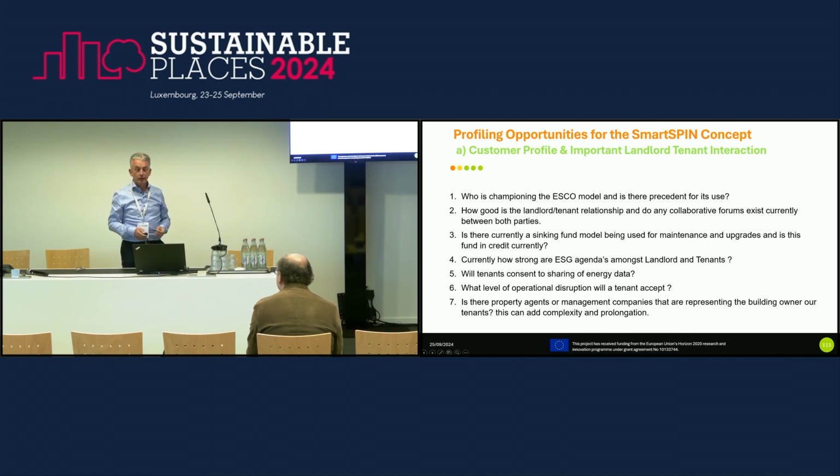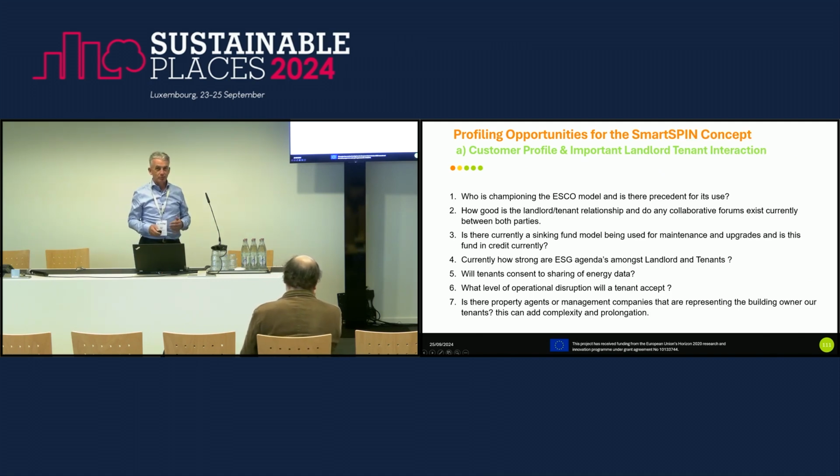So we find that if you have tenancies or a landlord where they're quite exercised and quite mobilised, and that's more and more the case now, that will certainly help. Will the tenants consent to sharing of energy data? So that's a really important one. So if there's a blocker there, that becomes an issue. And I mentioned on our pilot site we had one tenant out of three decided against.